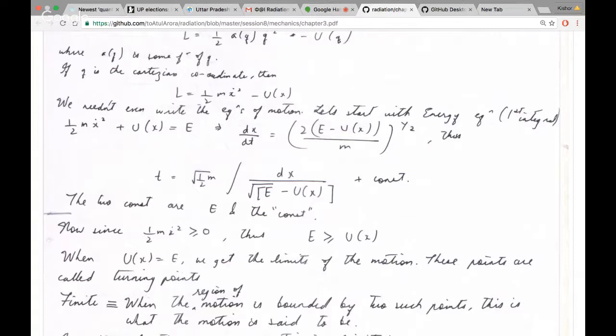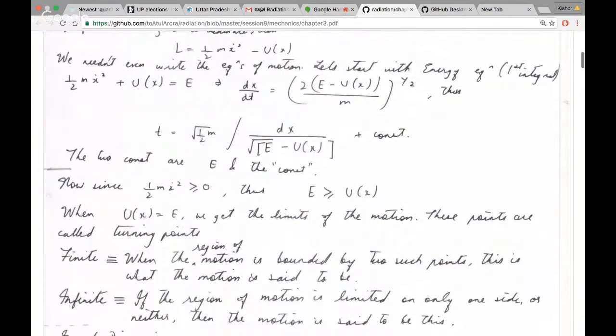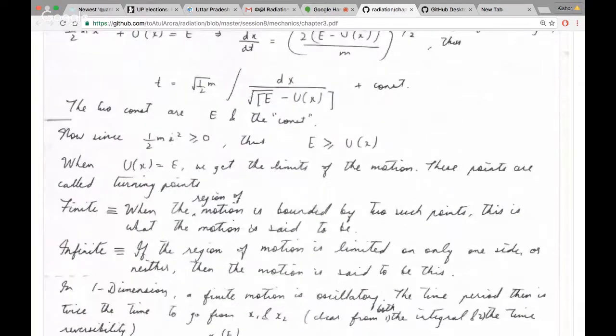So when E is equal to U, we get the limits of the motion. Then we get the singularity. These points are called turning points. The motion is said to be finite when the region of motion is bounded by two such points. So if there are two such points, then we call it finite motion.